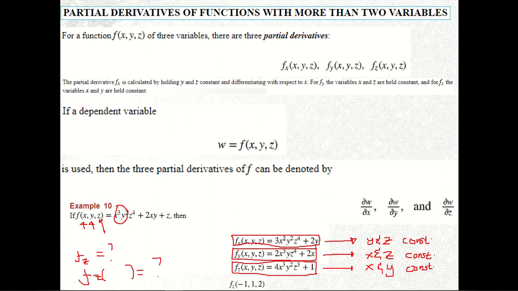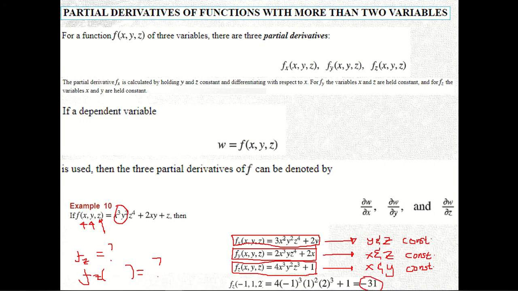So for example, you're given the value of x equal to negative 1, y equal to 1, z equal to 2. Then therefore, the value of the derivative at this point is equal to something like this. So use whatever is the subscript here. That will tell us which of these following derivatives we're going to use. In this case, we're asked to solve for f sub z. Okay, and substituting the values, we got negative 31 here.